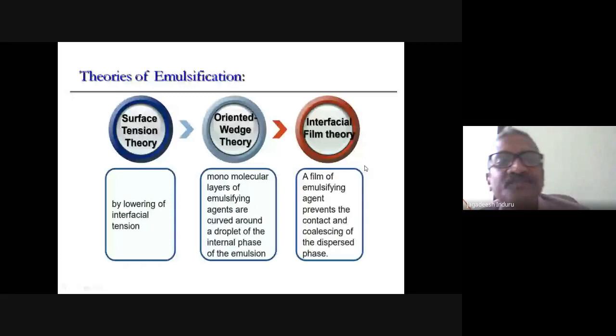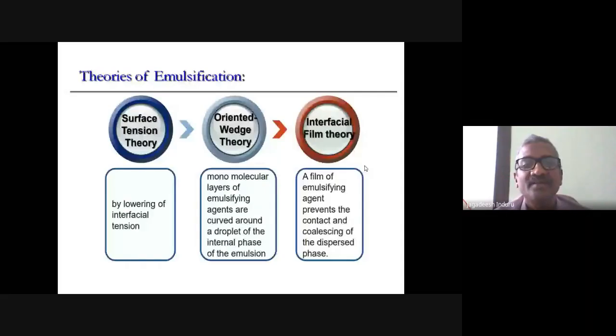Theories of emulsification. This is very important. There are three major theories of the emulsification of one liquid in another. One is surface tension theory, another is oriented wedge theory, and another is interfacial film theory. Surface tension theory is based on the lowering of interfacial tension between the two liquid phases.